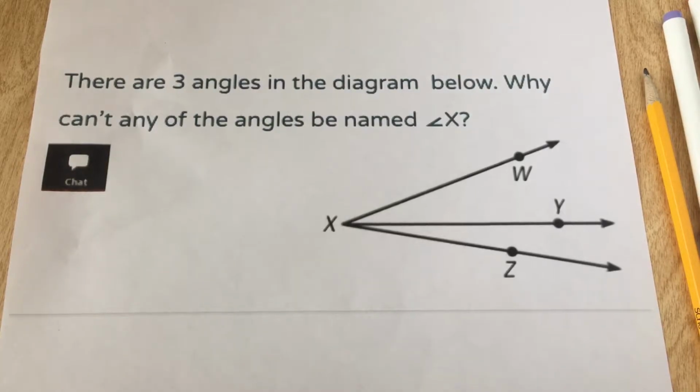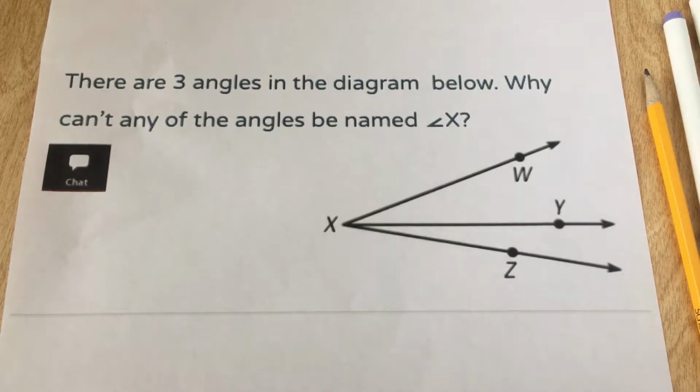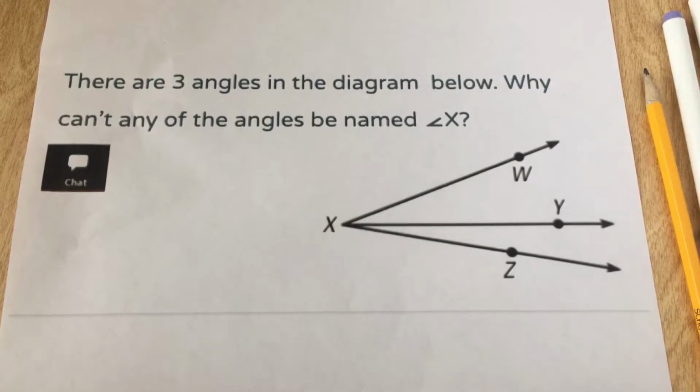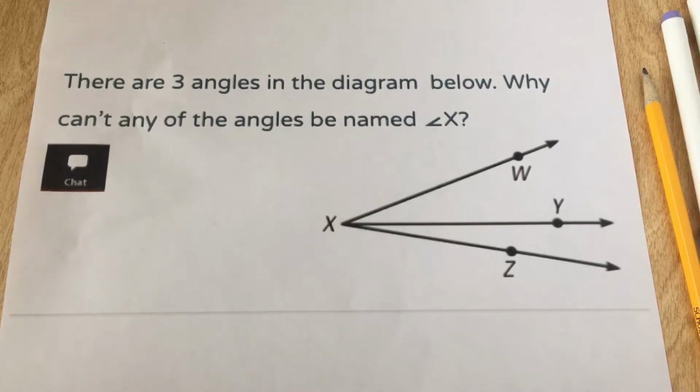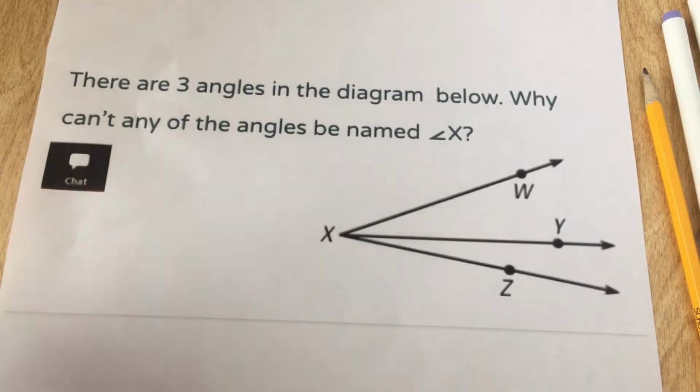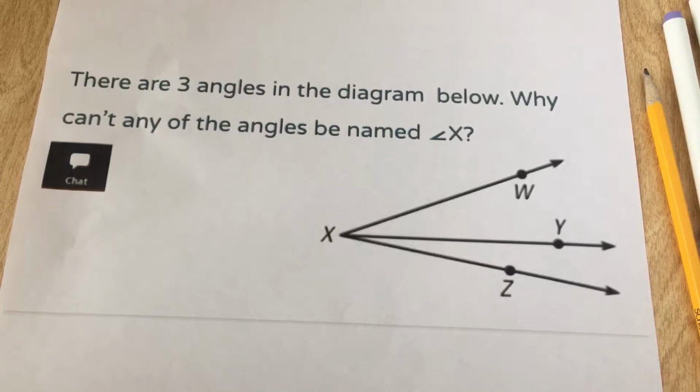Continuing on with angles, we're going to be talking about the angle addition postulate. Before that, let's review naming. Look at this problem below. There are 3 angles in the diagram below. Why can't any of the angles be named angle X? Take a second to pause before you continue the video.